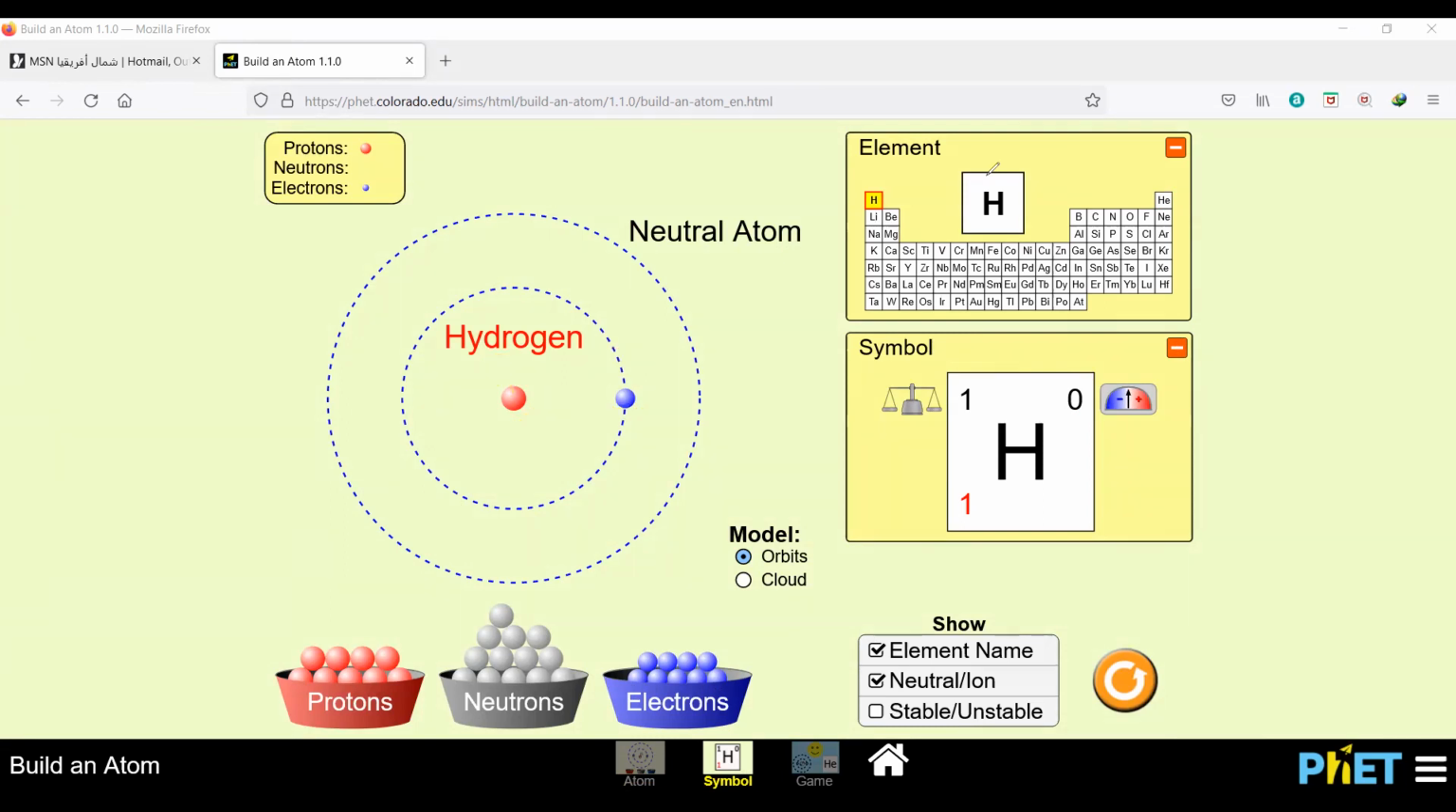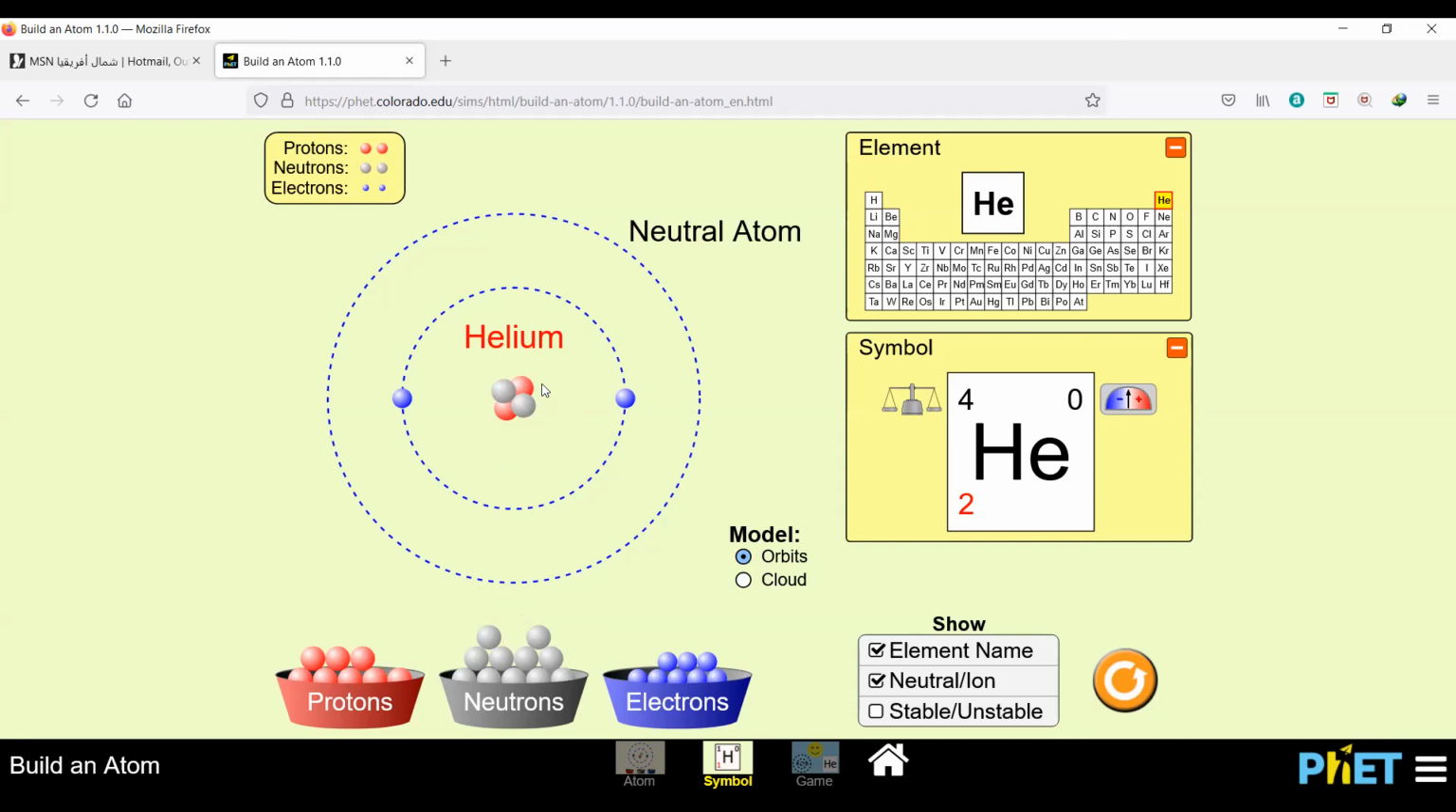Okay, let's see another one. For example, I'm going to add one more proton, and one more electron. So it's a neutral atom. The number of positive equals the number of negative. And the neutrons do not affect the charge because they are already neutral.